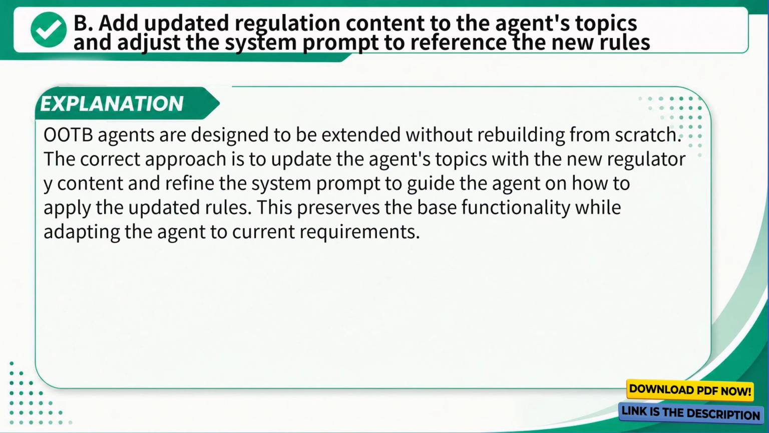Correct answer. B. Add updated regulation content to the agent's topics and adjust the system prompt to reference the new rules. Explanation. OOTB agents are designed to be extended without rebuilding from scratch. The correct approach is to update the agent's topics with the new regulatory content and refine the system prompt to guide the agent on how to apply the updated rules. This preserves the base functionality while adapting the agent to current requirements.